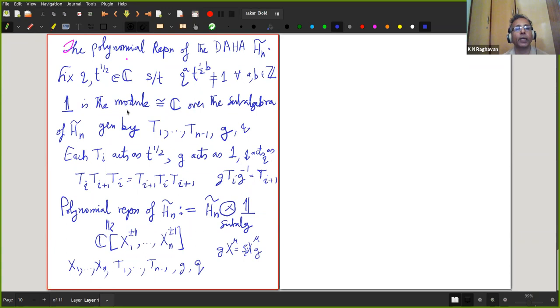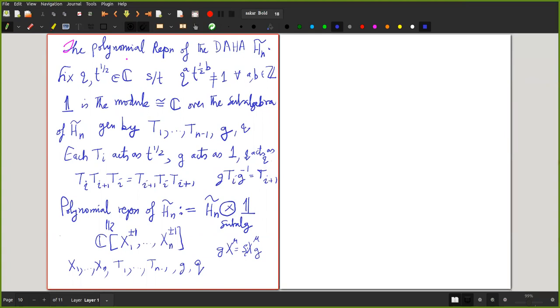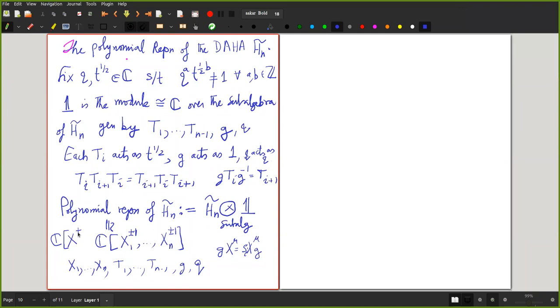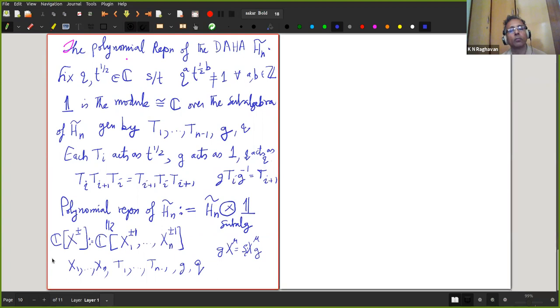Thanks, Venkatesh. By the way, does this polynomial representation have a name? Because I'm sure that we will see it many times. It's a name or a symbol or whatever. The paper doesn't use a symbol, it uses just this polynomial algebra symbol. But since there is the Laurent, I would prefer to use this. So I will use this. Thank you.